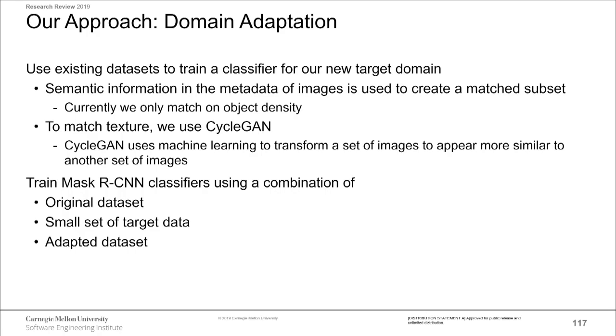So we subsetted this data set to make it match the mission environment, and then used a CycleGAN to transfer the textures. We did match object density, as we found that improved the performance of the CycleGAN on matching the textures, as the difference between the two domains was no longer the density of the targets. Once we had these data sets, we trained object classifiers on the original data set from our training domain, the small set of target data, and the adapted data in different combinations.